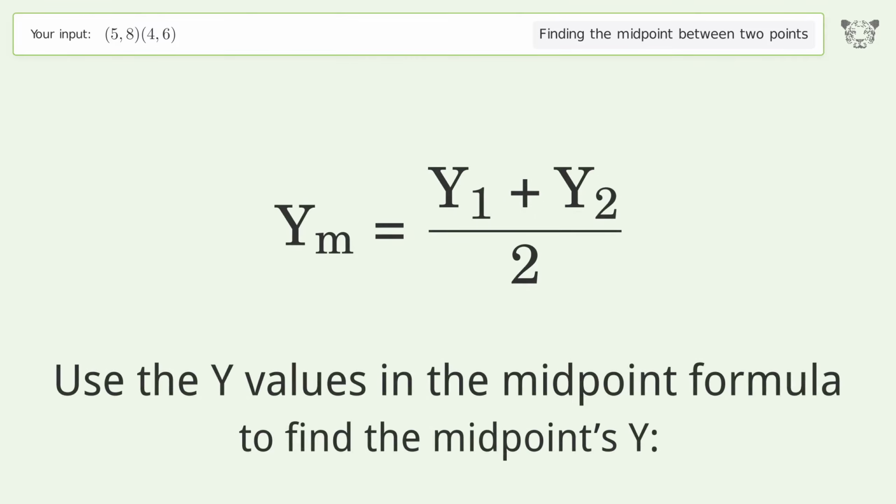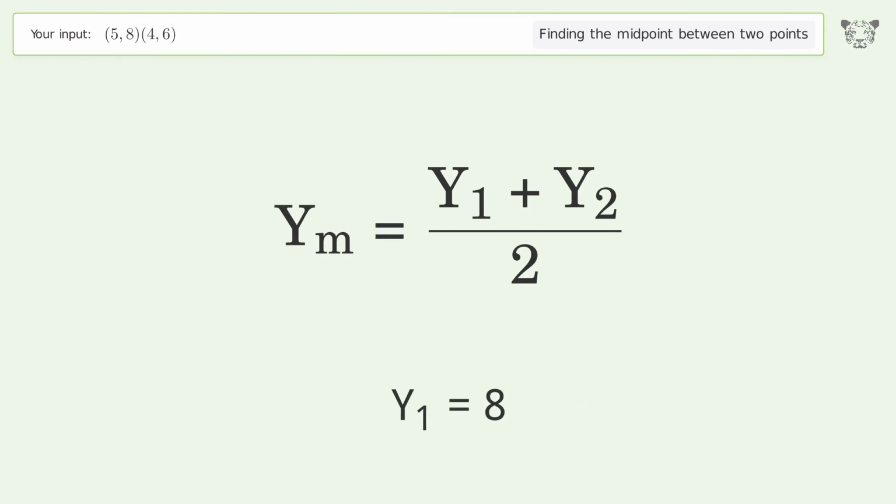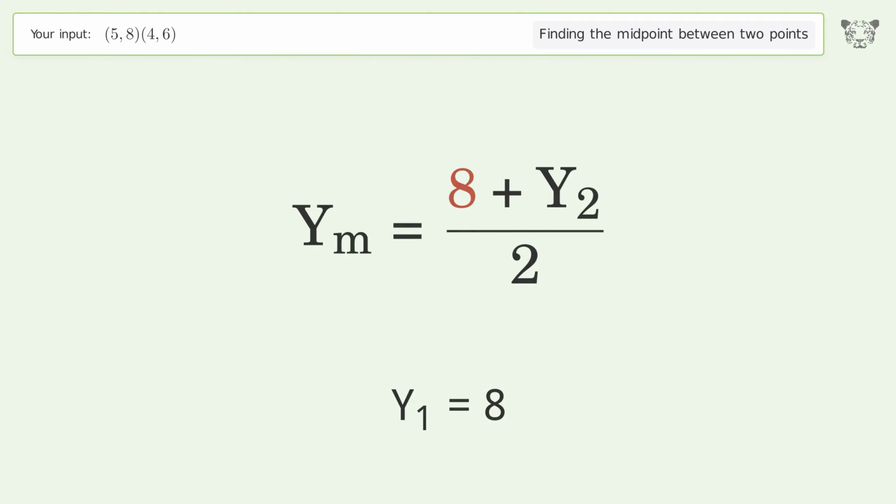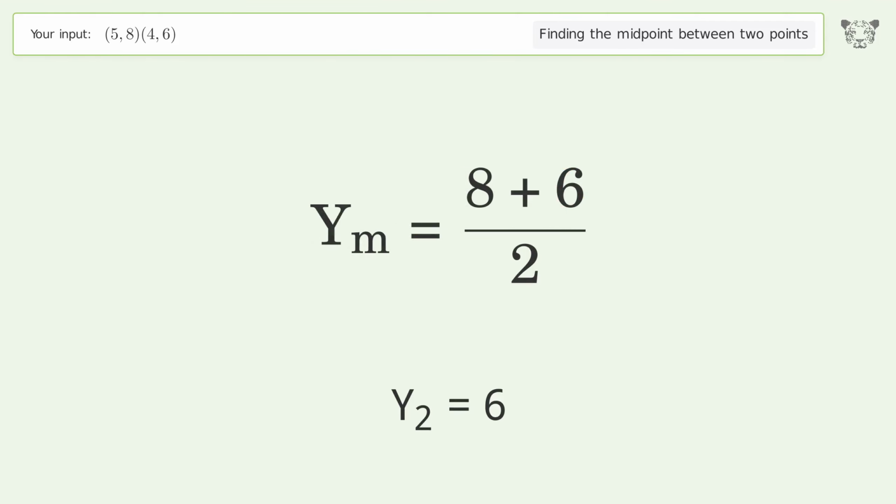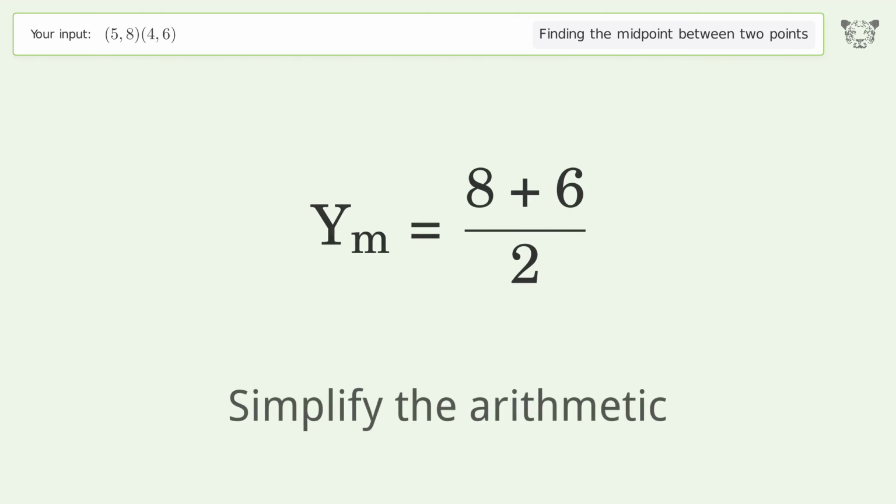Use the y values in the midpoint formula to find the midpoint's y. y1 equals 8. y2 equals 6. Simplify the arithmetic.